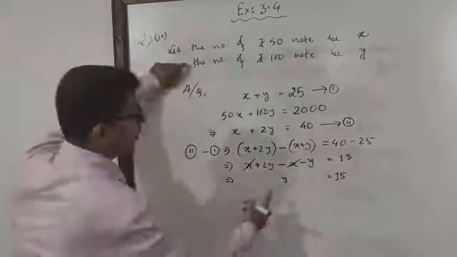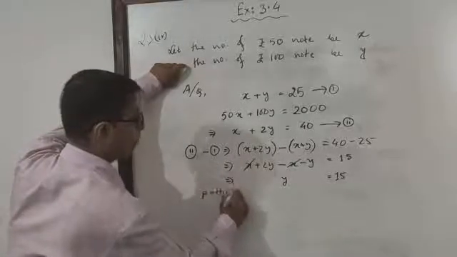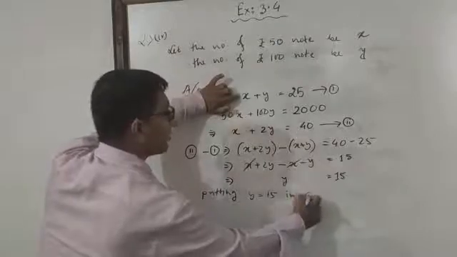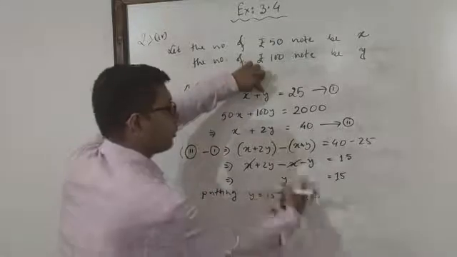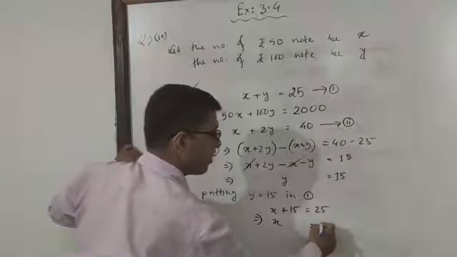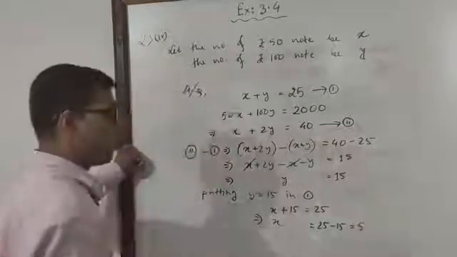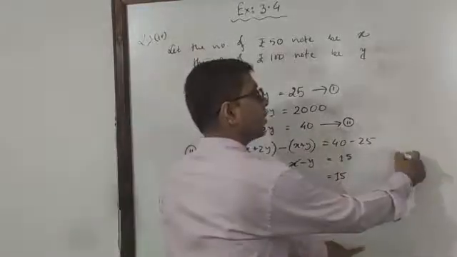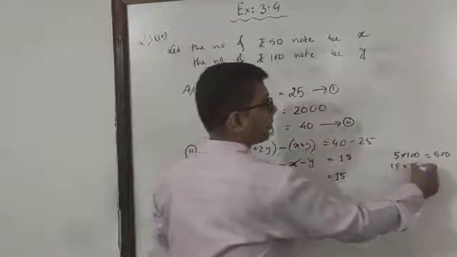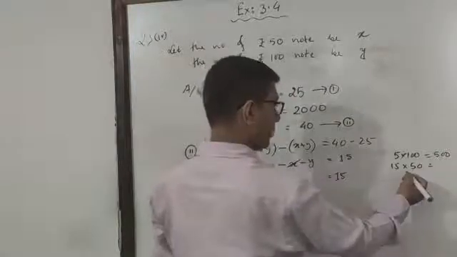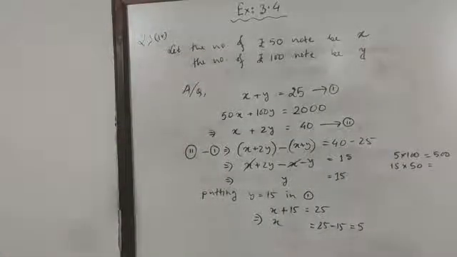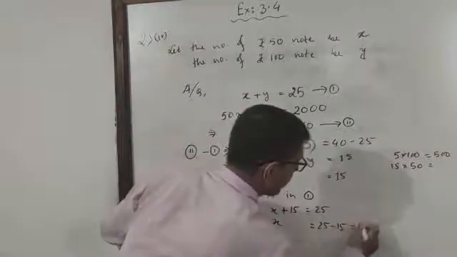Okay, and putting Y equals 15 in any one of the equations you can choose. I am going to take equation 1. So X plus Y, what is the value of Y? That is 15, is equal to 25. X will be, 15 goes that side, 25 minus 15 is equal to 10. So how many rupees 100 notes are there? Sorry, it will be 10 only. Yes, it will be 10 for X.